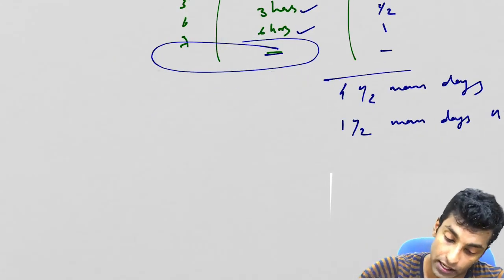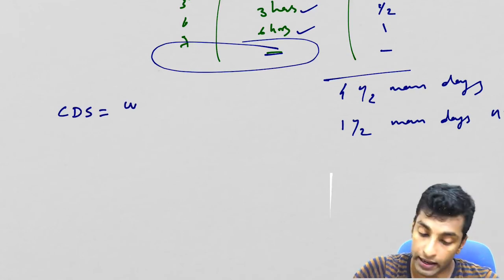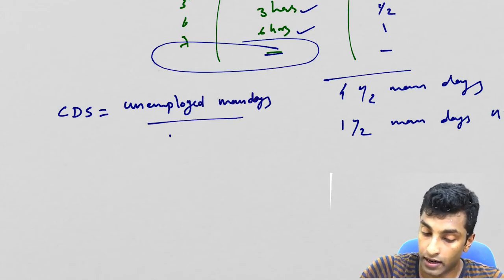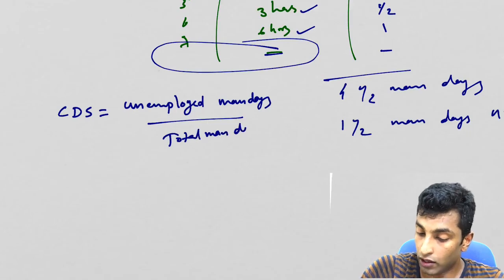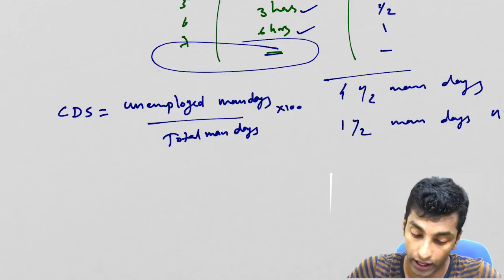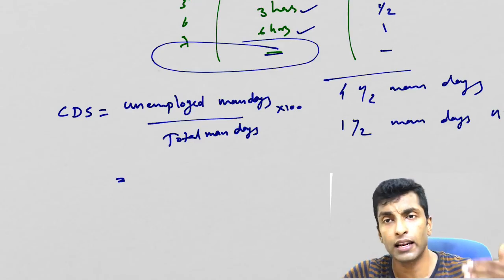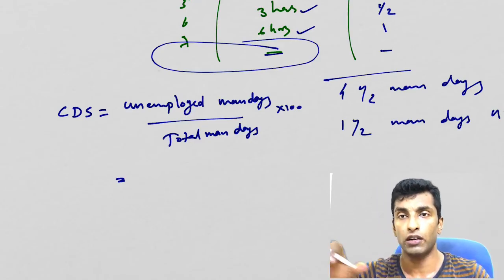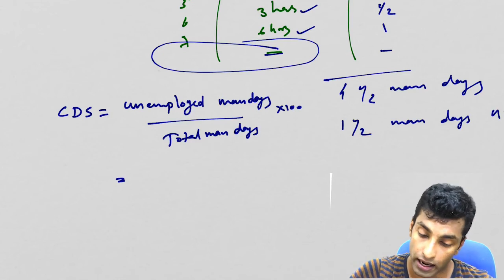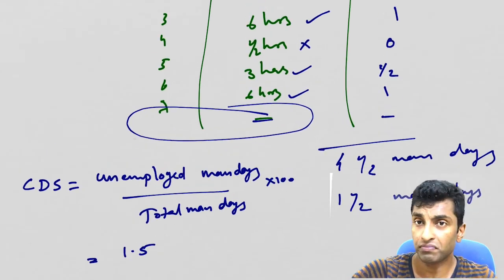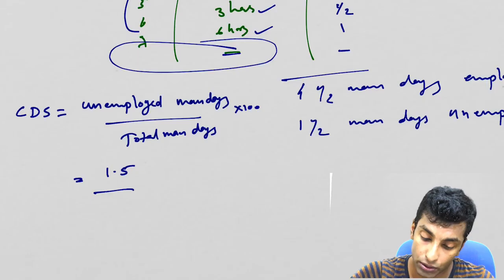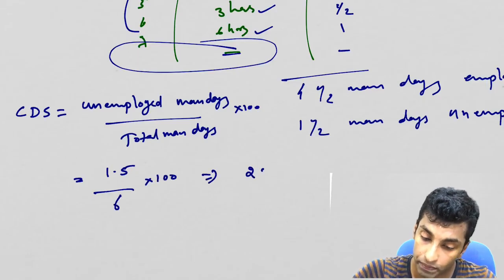Now if you need to see this percentage, for CDS, it is unemployed man days divided by total man days into 100. Man days or person days, whatever you want, you can write. Just like the normal case, total unemployed population divided by labor force, here it is unemployed man days divided by total man days. Here unemployed man days is 1.5, and total man days is 6, because you are available for work for 6 days only. So divided by 6 into 100, that will be 25%.